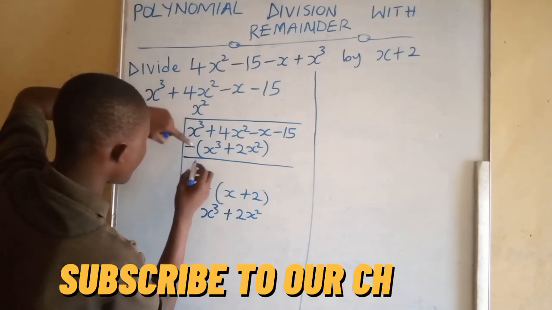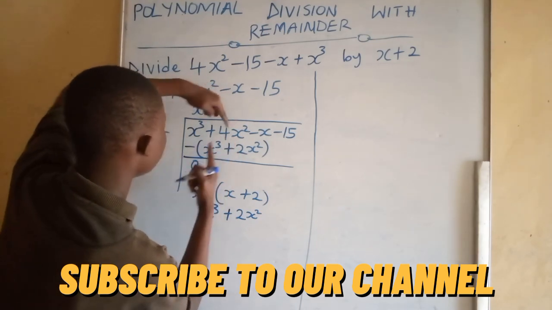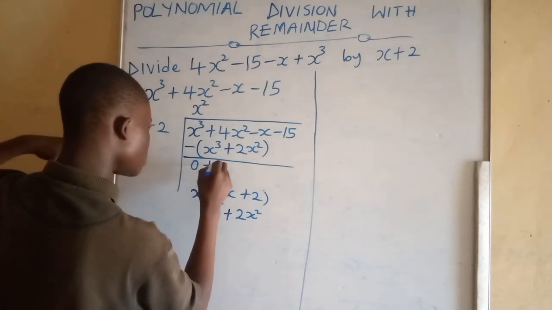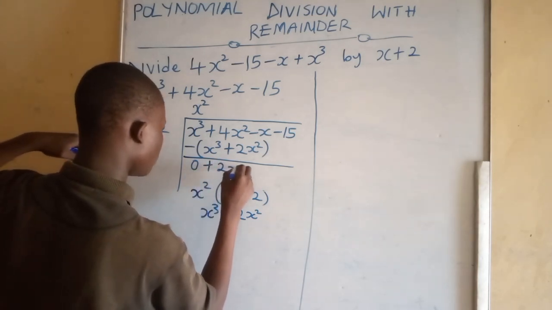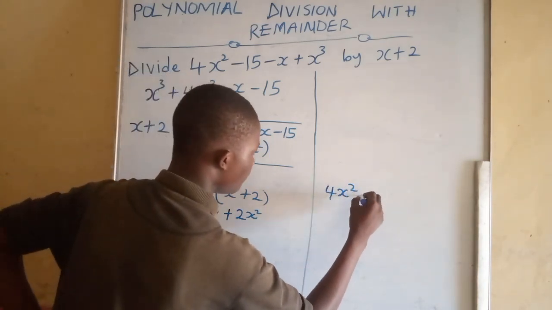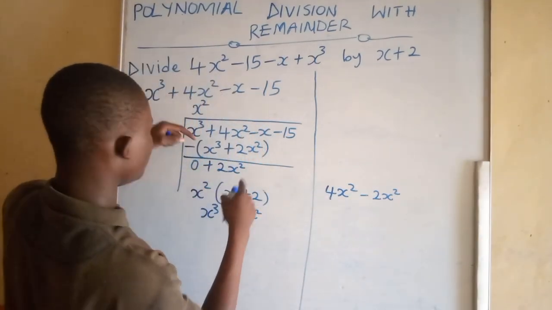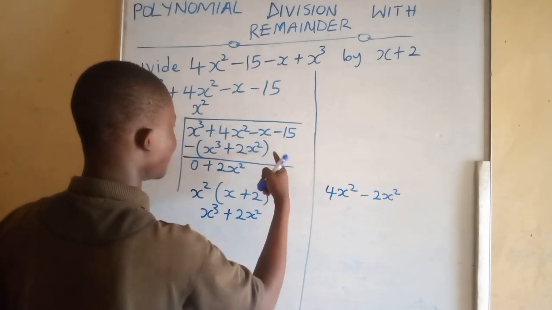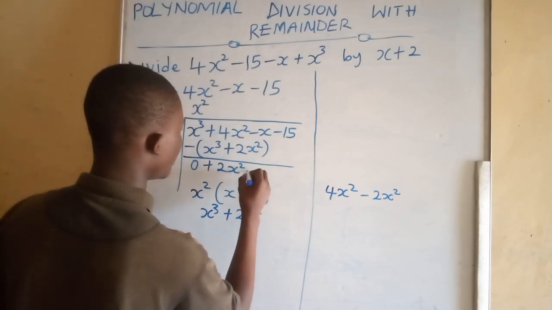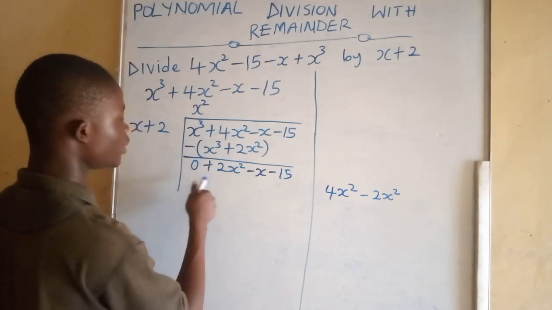x cubed minus x cubed will give us what? 0. 4x squared minus 2x squared will give us what? Plus 2x squared. This is what I mean: 4x squared minus 2x squared gives us 2x squared. So you know that down here, there's nothing here, there's nothing here. So that means that we just write what is here back here. Minus x minus 15. I think you've gotten it up to this point.